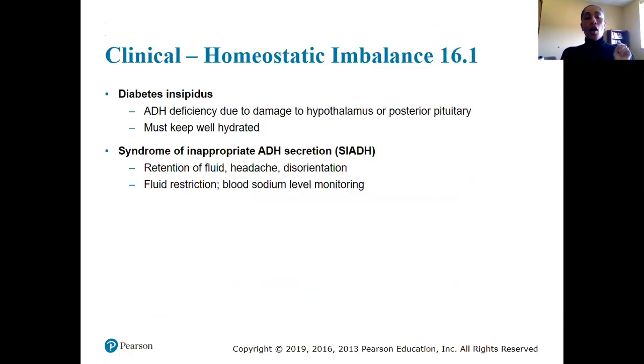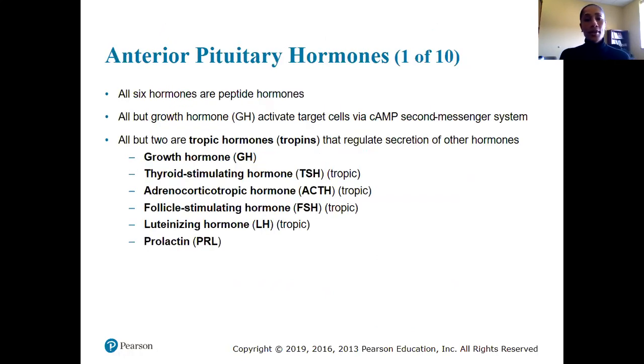All right. For the homeostatic imbalances, I do want you all to read these and understand them and study them, because there will be some questions on the test about them. But for time purposes, I'm going to just skip over these, but make sure that you do understand each one of these imbalances based on the hormones that we're talking about in this chapter.